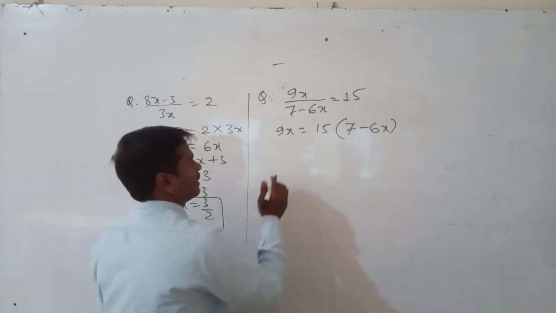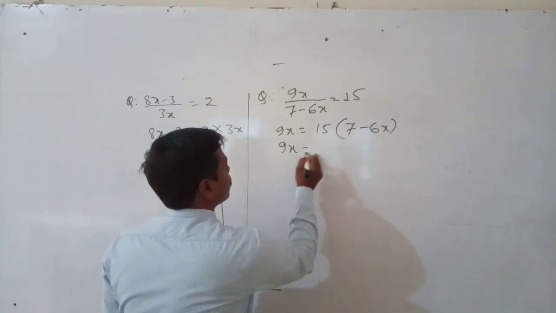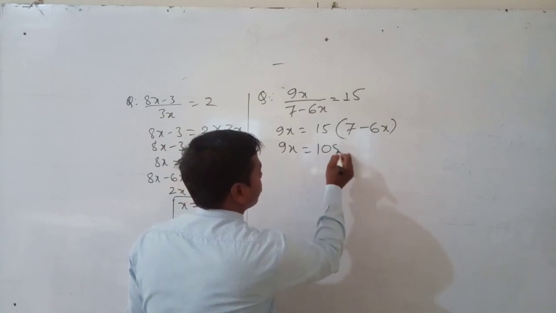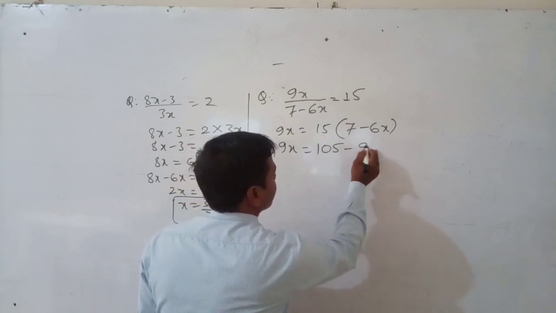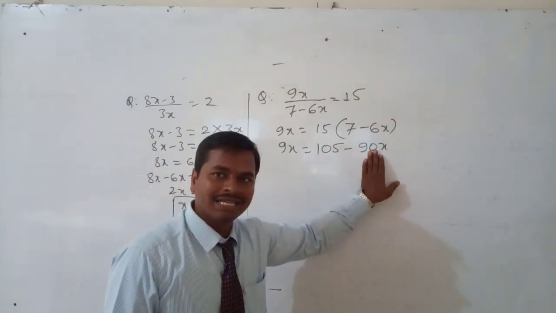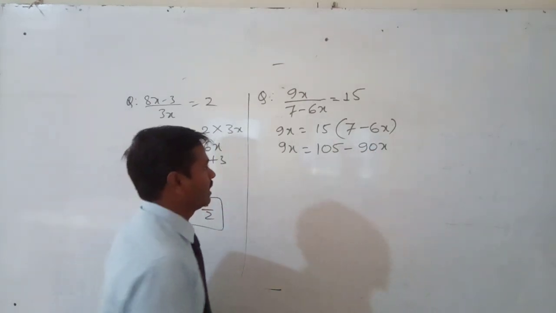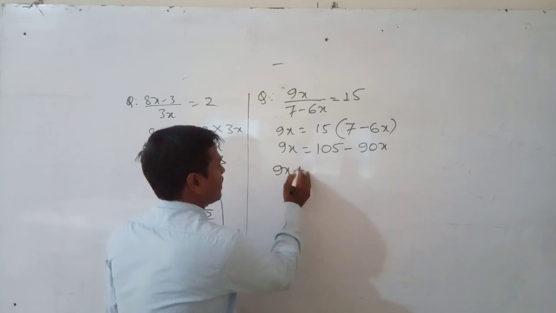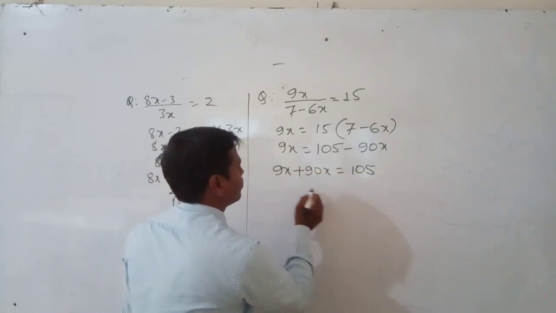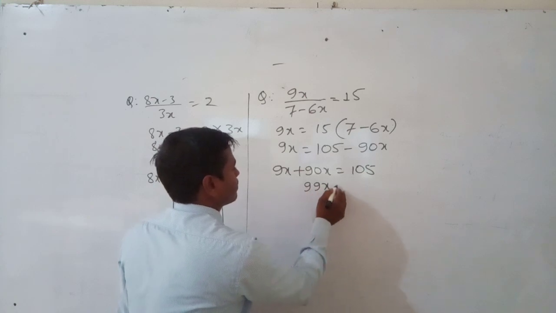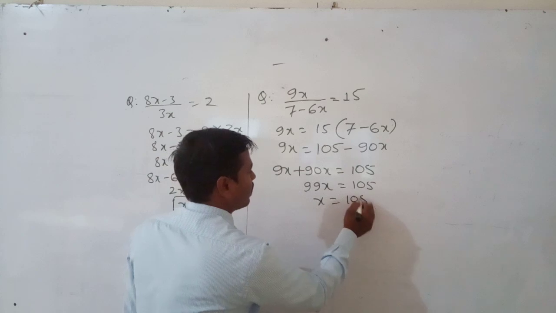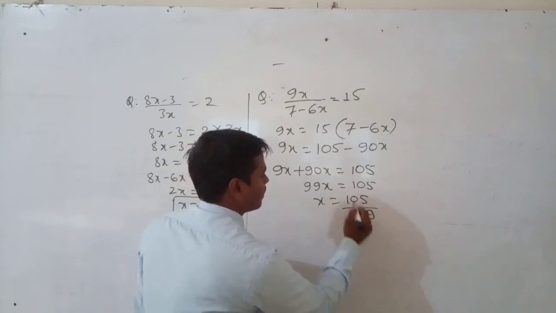15 6s are 90. 9x equal to 15 7s are 105 minus 15 6s are 90x. Shift this 90x to this side. What will I get here? 9x plus 90x equal to 105. 99x equal to 105. x equal to 105 divided by 99.